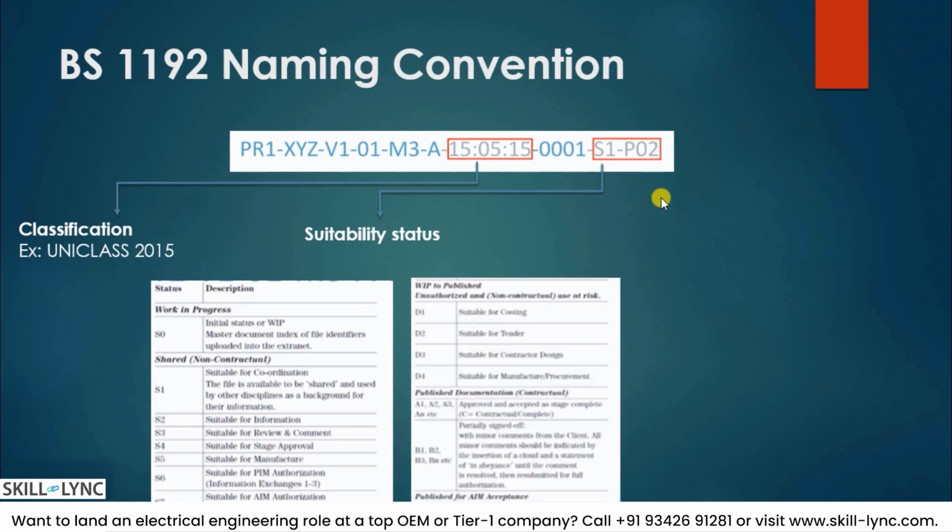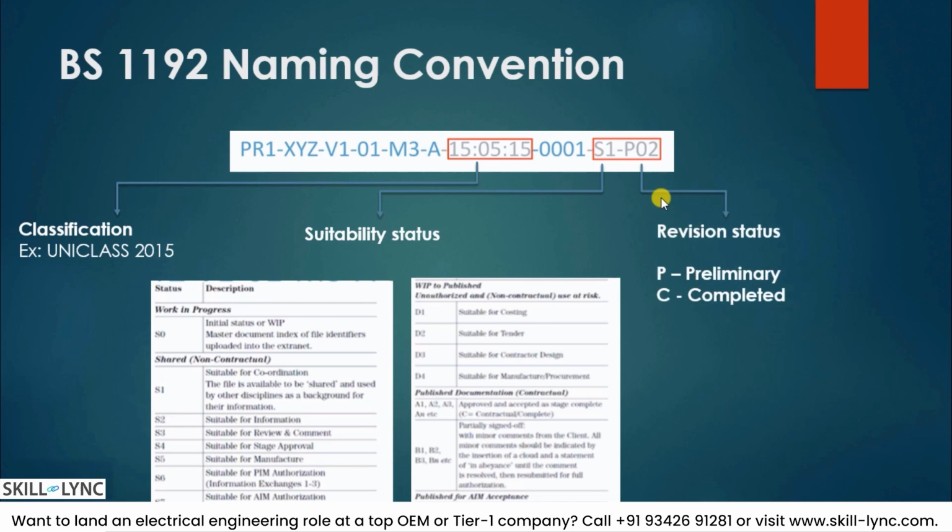Alternatively, from work in progress to published for any unauthorized or non-contractual use, you can name it as the D series. Then in published documentation, wherein it is approved and accepted, you can use the A series, and so on and so forth. So you can adopt those suitability statuses to your own project based on your project life cycles. You can assign your codes. That is, we are not following BS 1192, but I'm just saying how these kinds of naming conventions you can apply based on your requirement.